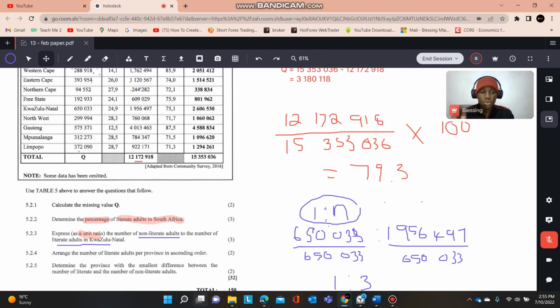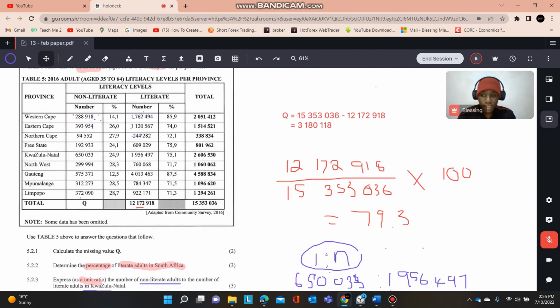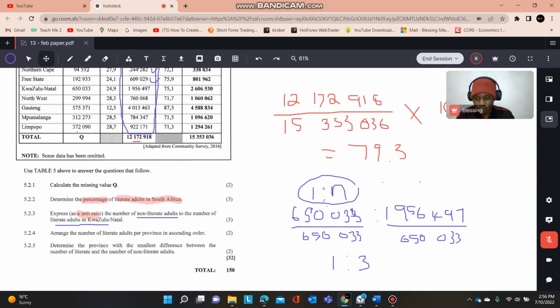So let's move to 5.2.4. They say arrange the number of literate adults per province in ascending order, right? Ascending order is from the smallest number to the biggest number. So what you need to do here is to arrange these numbers over here from the smallest to the biggest, right? So you start from the smallest number all the way up to the biggest number. By looking at these numbers, you can easily see that this one is the smallest, followed by this one, and then you can do the rest, right? Just get your list there, and then you get your 2 marks.